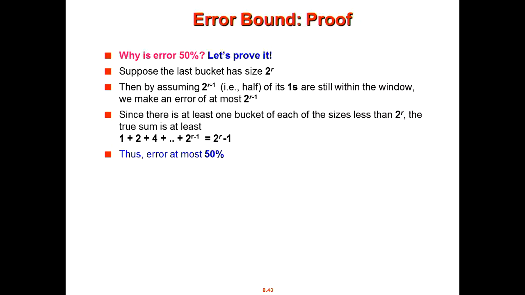And the error bound is 50%. As indicated before, this algorithm has small space cost and has a performance bound. Why is it 50%? Suppose that the last bucket has size 2 to the power of r. Then by assuming 2 to the power of r minus 1 of its ones are still within the window, we make an error of at most this value.